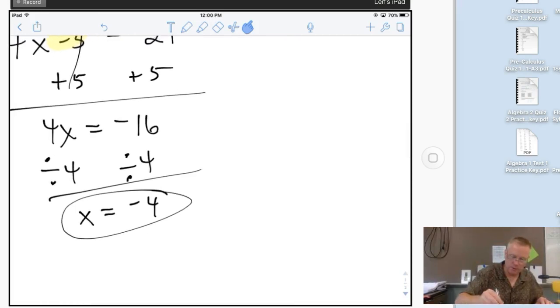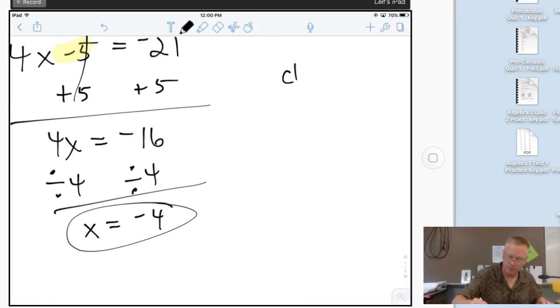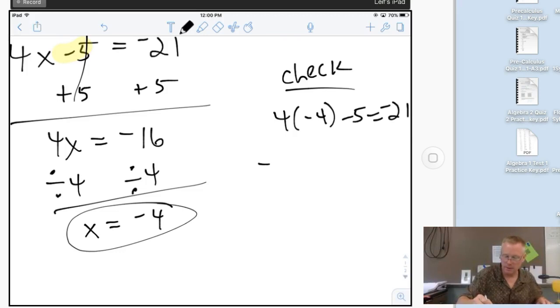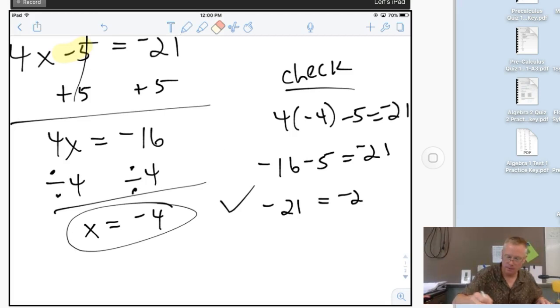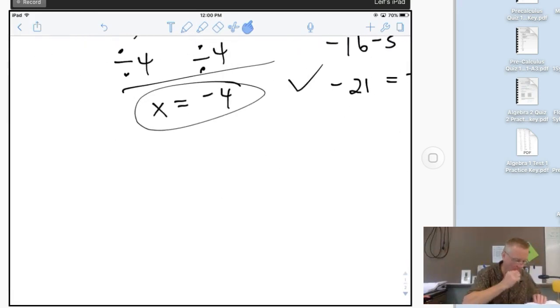And you can check that one too, especially because that's got a negative answer, where I go 4 times negative 4 minus 5 better be negative 21. That's negative 16 minus 5, which is negative 21 equals negative 21. And I'm good. All right, number 3.